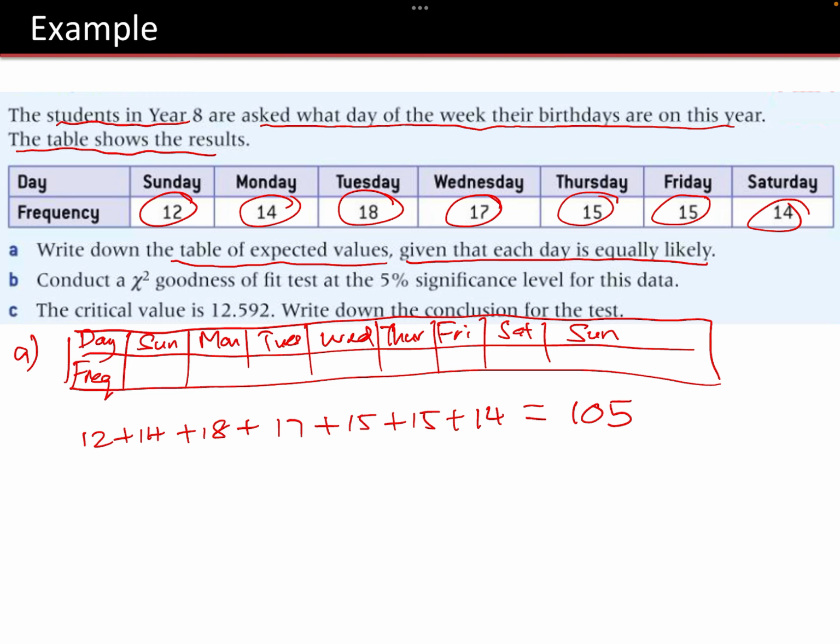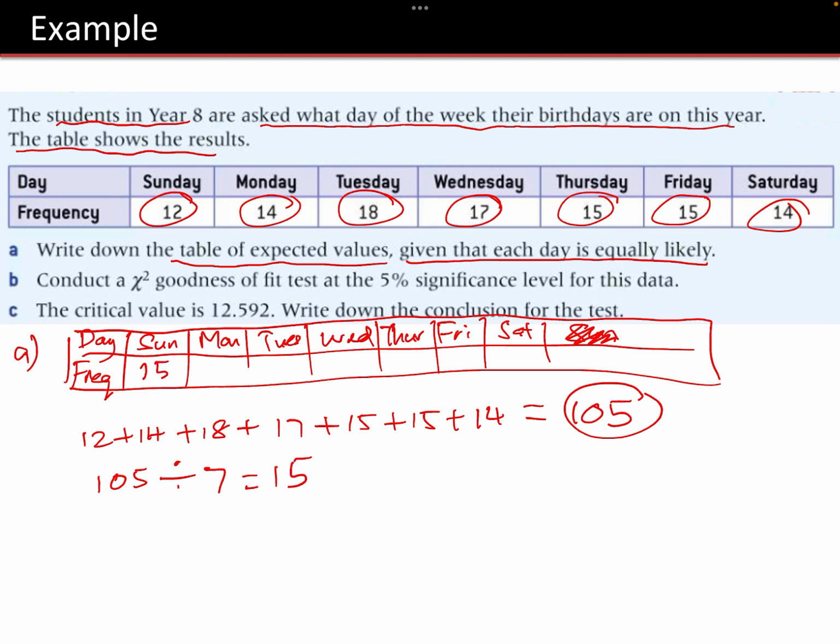Now, since we're looking at, no, this is not right. Oh, sorry, it shouldn't be a Sunday here. It should be just from Sunday to Saturday. So 105, this obviously looks correct. So what I'm going to do is take 105 and divide by 7, because we have 7 days in a week. So that's going to give us 15.